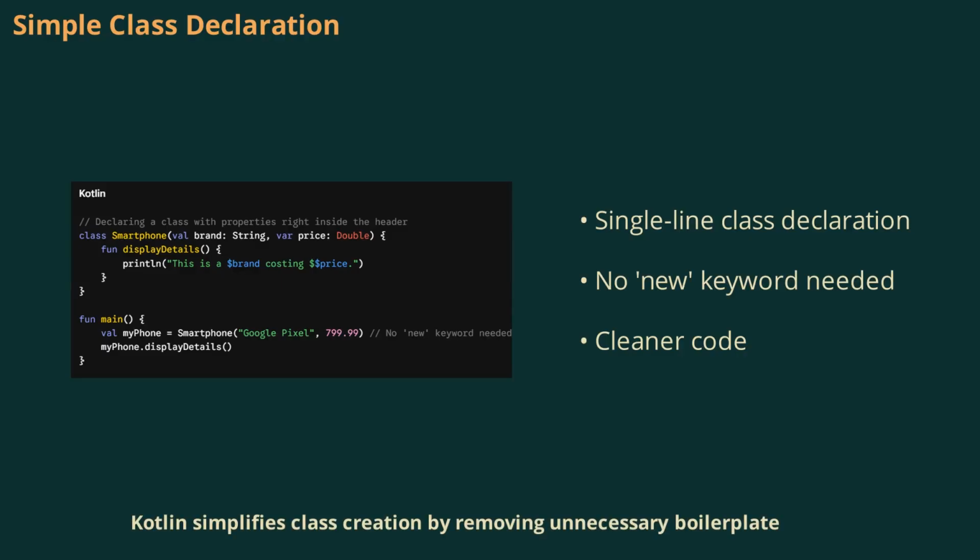Kotlin simplifies class creation by removing unnecessary boilerplate. You can declare a class, its properties, and its primary constructor all in a single line. For example, the smartphone class includes brand and price properties directly in the header. Methods like displayDetails can be added inside the class. When creating an instance, you don't need the new keyword. This streamlined syntax makes your code cleaner and easier to maintain, allowing you to focus on functionality rather than structure.